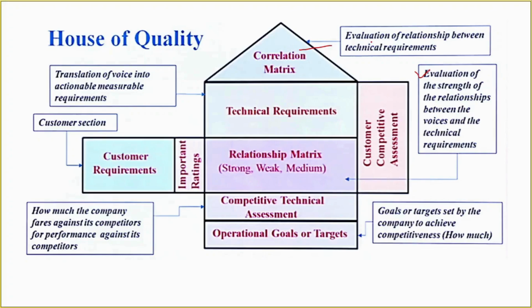It is the evaluation of the relationship between the technical requirements. What we are doing in the technical requirements is the translation of voice into actionable, measurable requirements. Suppose someone says, yes, I want a particular engine in the car. Engine is the technical requirement. Based upon the engine requirement, there are some correlations with other design parameters as well, so we put them here in the correlationship matrix. We put the technical requirements here, then check what the relationship is with the other parameters.